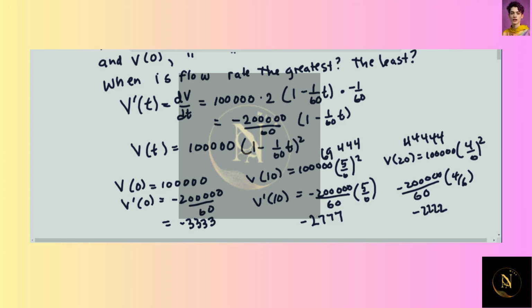Okay, so when is the flow rate the greatest? Well, it's the greatest at the beginning. And it's negative because it's going out. And it's the greatest because that's the biggest number. So the most is going out at the beginning, and then as the water gets less, the flow rate gets less. So when will it be the least?